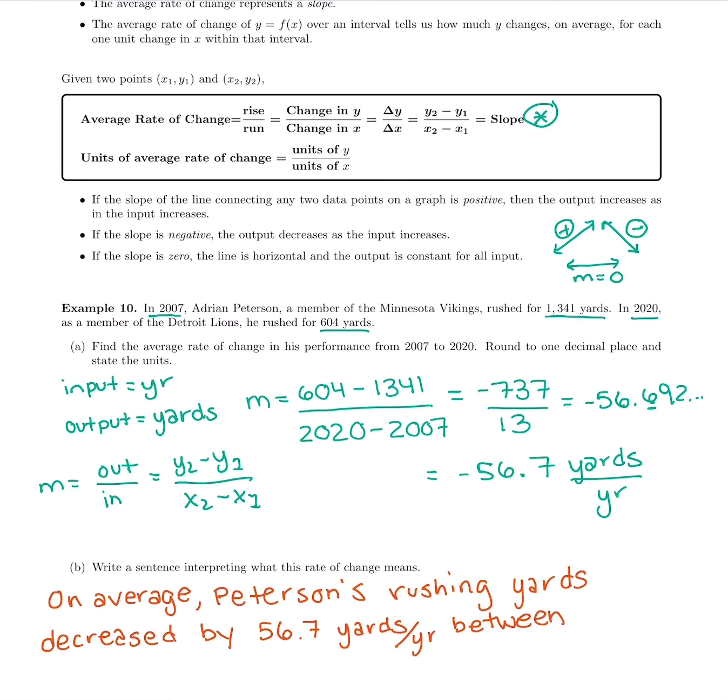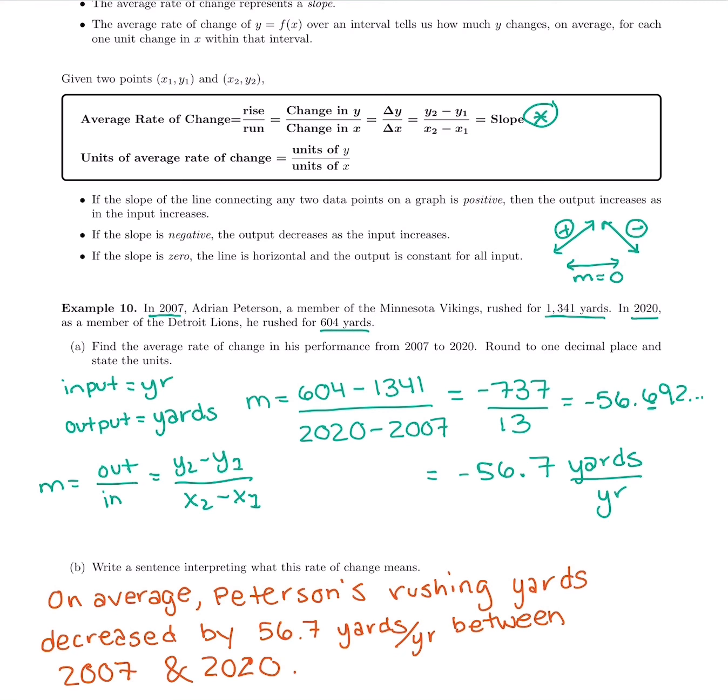There was a point where his rushing yards were going up, up, up. He was doing amazing. So on average, these rushing yards that he had were decreasing by 56.7 yards, and that was just between 2007 and 2020. If we looked at other years, we would have had some positive values here. But on average, Peterson's rushing yards decreased by 56.7 yards per year between 2007 and 2020.